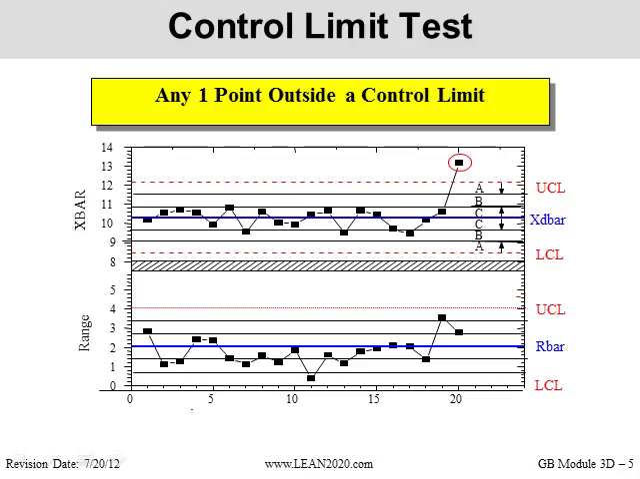So the first test is, is there a point beyond the upper or lower control limit? It can be on the top graph or the bottom graph. And in this particular case, we've got an out of control condition, 1 point outside the control limit on the top graph. This is a special cause. Something caused that to happen. I want to then go back into my process and determine what caused that to happen.